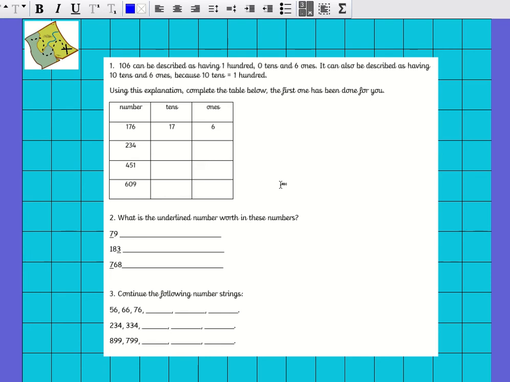Question 2 says, what is the underlined number worth in each of these numbers? These 3 numbers have all got a number underlined. Can you write on the 3 lines what each of these is worth? And then question 3 says continue the following number strings. We've got 56, 66, 76, and you've got to complete the next 3 numbers. Then you've got 234, 334, and can you complete the next 3 numbers? And then you've got 899, 799, and can you complete the next 3 numbers in that number string as well?